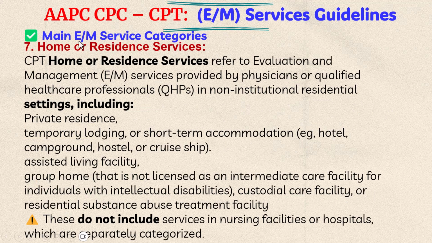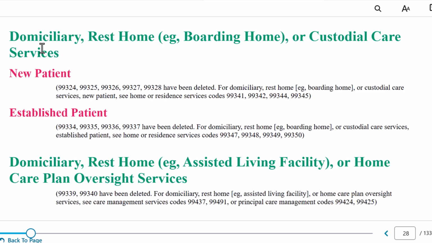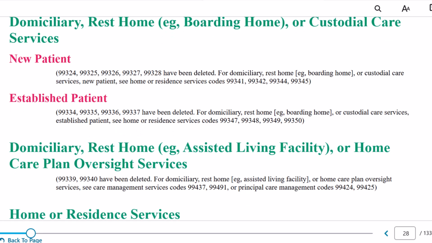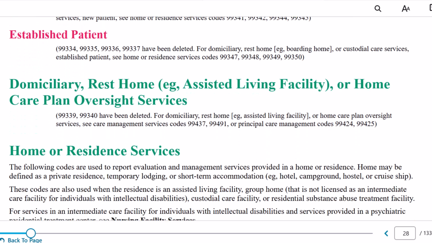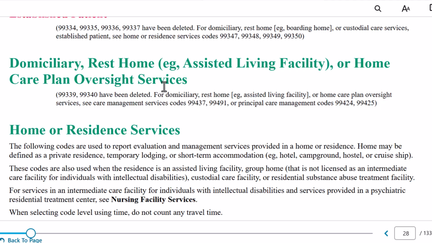The next section is home and residence services. Before we go to these services, I have to show you some deleted codes. So when you take the CPT code book, you can see domiciliary, rest home, for example boarding home or custodial care services. These codes have been deleted. So for domiciliary rest home or custodial care services, new patient, see home or resident services. So these items are included in the home and resident services. Similarly, the established patient is also included in the home or resident services codes. Other section, domiciliary rest home or assisted living facility or home care plan oversight services. These codes are also deleted, and these codes are included in the care management services. So this part we'll see in the next video.